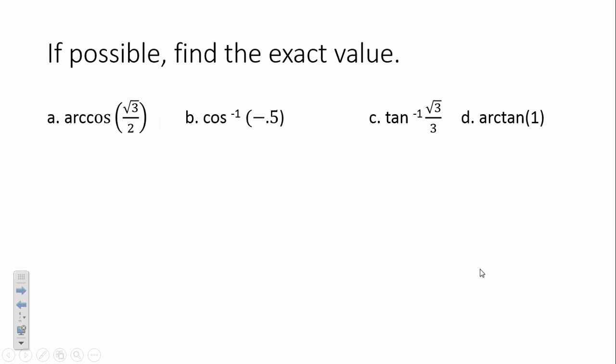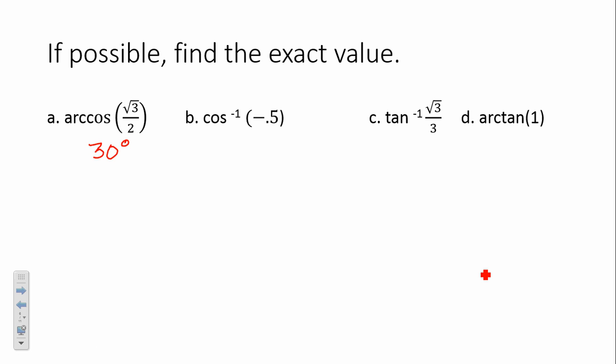So let's find the exact value if possible. What angle is going to have, and again, these are our special ones, either 30, 45, or 60, or potentially our quadrantal angles. Which angle is going to have a cosine whose ratio is square root of 3 over 2? A 30, and this is positive, so we would just simply write 30 degrees.